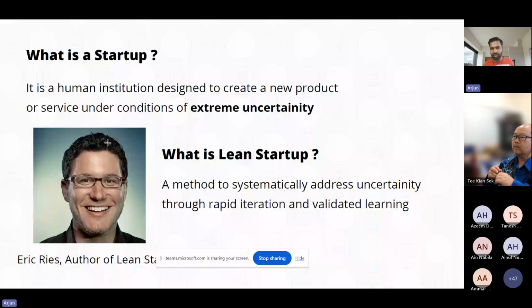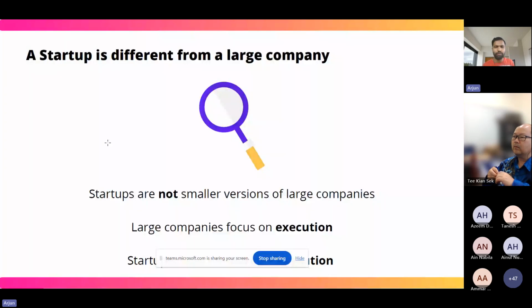That's it. So what is lean startup? What's the purpose of the lean startup method? Basically, it's the method to address all these uncertainties through iterations and validated learning. So now let's see what this lean startup method really is. But before that, I also want to give you a little bit of differentiation between what a startup is and what a large company is.